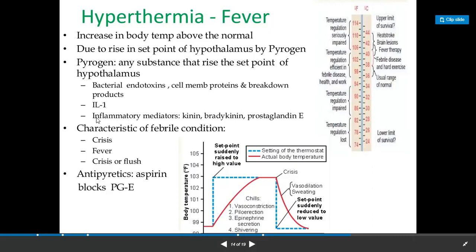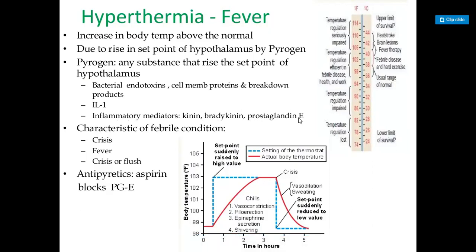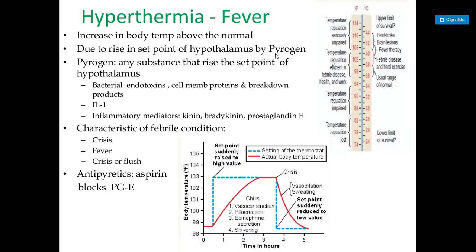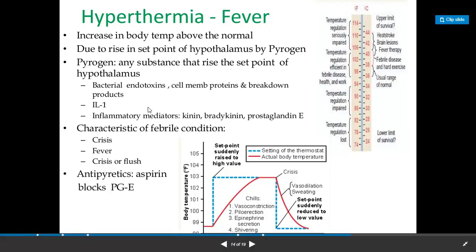You will also have inflammatory mediators. When you have inflammation, there's the release of kinin, bradykinin, and prostaglandin E. You will do all of these in pathophysiology in third year, okay? They'll teach you about kinin, bradykinin, and prostaglandin. These are inflammatory mediators. They also increase your temperature. They cause your hypothalamus to increase the set point. So anytime there is inflammation, your temperature will increase. Anytime there is a bacterial infection, or you take an antibiotic, or there's a breakdown of cell membranes, there will be hyperthermia.